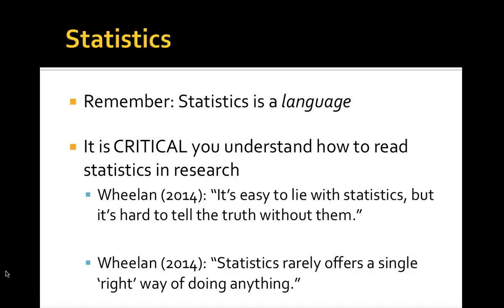So Whelan says, for example, that it's, quote, easy to lie with statistics, but it's hard to tell the truth without them, end quote. And also that, quote, statistics rarely offer a single right way of doing anything, end quote. And this is really important to keep in mind as you're reading research articles, right? We often think that statistics are the end-all and be-all of telling us the truth about a matter, but this is not always the case, and I'm going to talk about this a little bit more.